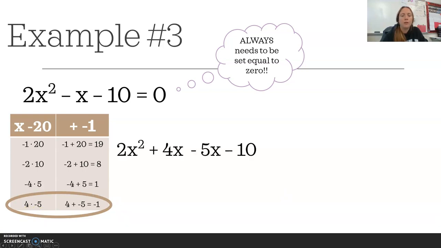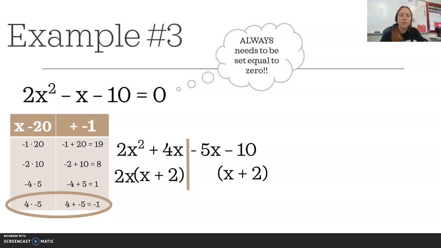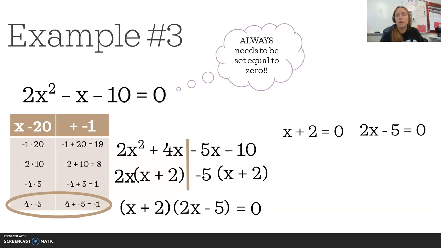So this would factor, split up the -x into 4x minus 5x. As you can see, we're splitting that middle term right in half. And then I'm going to put the line down the middle. On the left, I'm going to factor out a 2x. On the right, I'm going to factor out a -5, leaving us with x plus 2 and 2x minus 5. So if this is equaling 0, that means either x plus 2 is 0 or 2x minus 5 is 0. So we're going to find those two values where it happens.